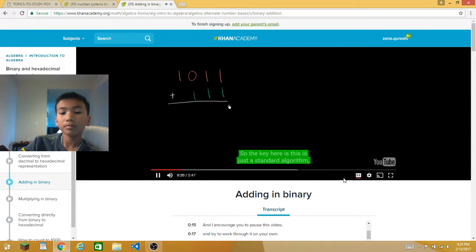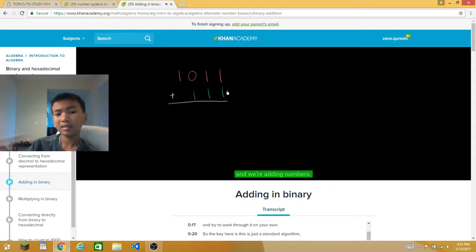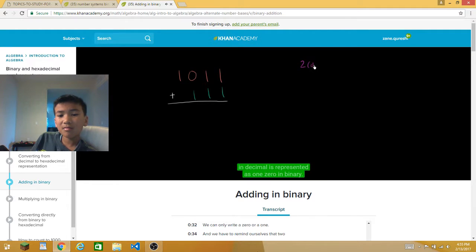So the key here is to just do the standard algorithm when you're adding numbers, but remind yourself you're only restricted to the 0 and 1 digits. So let's do that. So we have 1 plus 1. Well, you might say that's 2, but you can't write a 2 here. We only can write a 0 or 1. And we have to remind ourselves that 2 in decimal is represented as 1, 0 in binary. It's 1 two and 0 ones. So you write the 0 in the 1s place, and you essentially carry the 1.